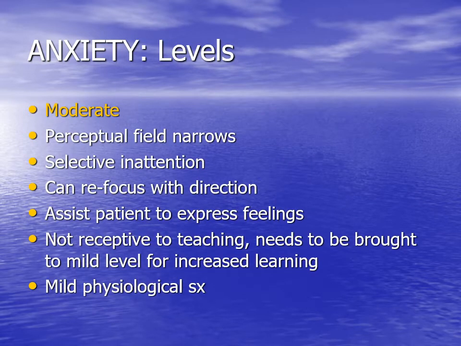Next, we have moderate anxiety, and the person can still learn with moderate anxiety, but not as well as with mild anxiety. The perceptual field narrows, and there's something called selective inattention, where you block out things that are threatening and don't see them. You can imagine how that really hurts you on exams if you have that issue. The person can refocus with direction. It's not like somebody that's further along, where you really can't refocus them.